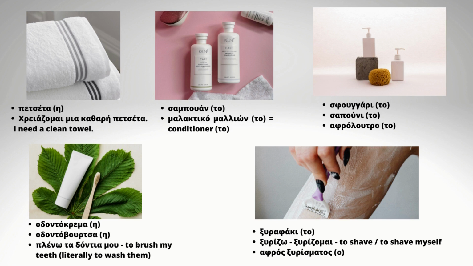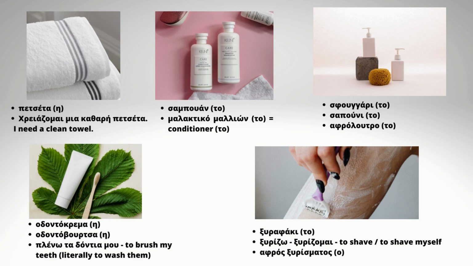Here, on the next slide, we have a lot of useful words and phrases in order to remain clean and survive in Greece. So you already know the word for a towel, which is η πετσέτα. You can also ask politely for a new clean towel if you are a tourist in a hotel in Greece. You can say χρειάζομαι μια καθαρή πετσέτα. And of course you can put the word παρακαλώ at the end of the sentence, so you will stay even more polite.